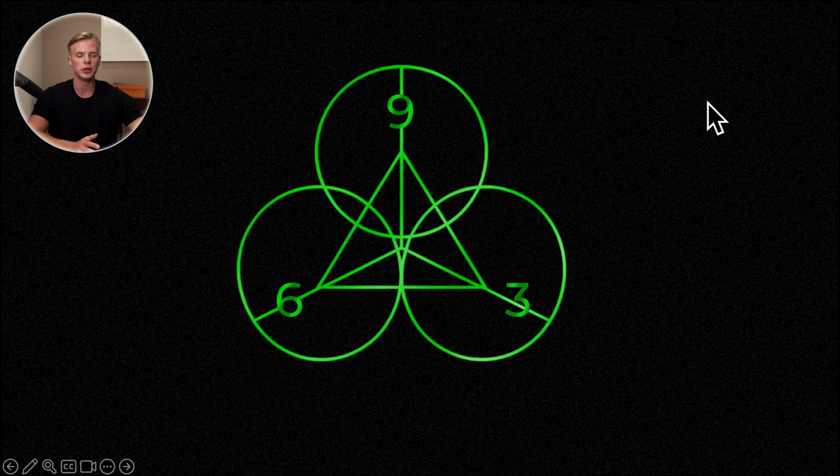Let us first take a look at the following schematic. What you can see in front of you is a schematic which represents three circles. Inside of those three circles, what you can see is that there's a triangle. Notice that each circle has a number inside of it: 3, 6 and 9. What if I told you that this schematic right here is actually what is representing the core behind every single financial market?